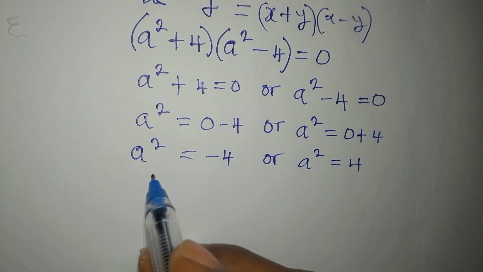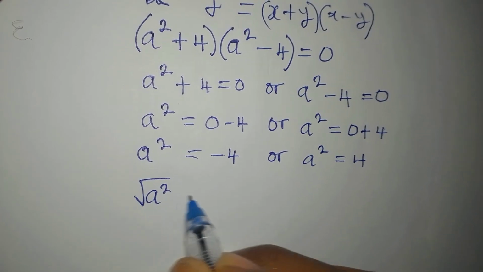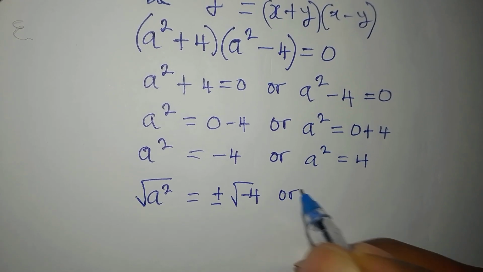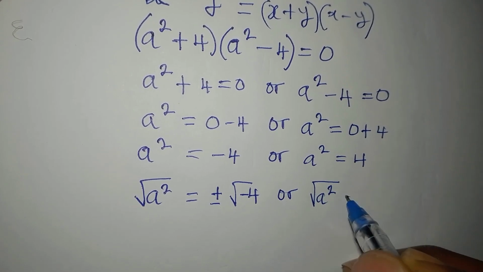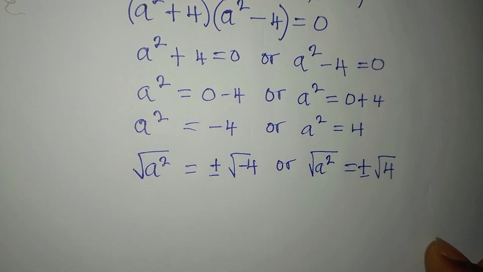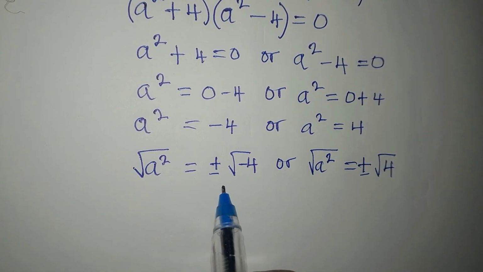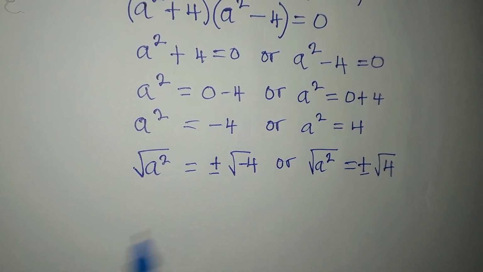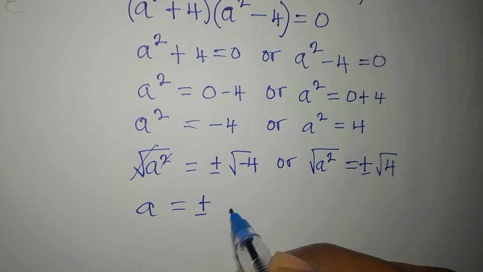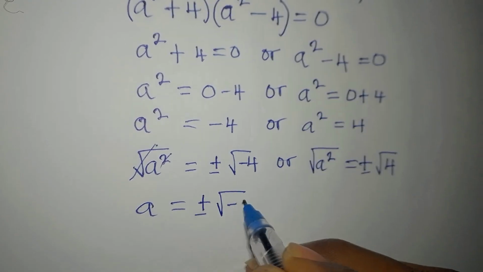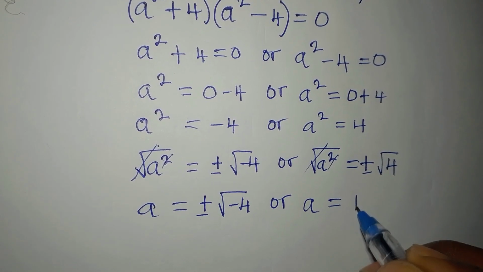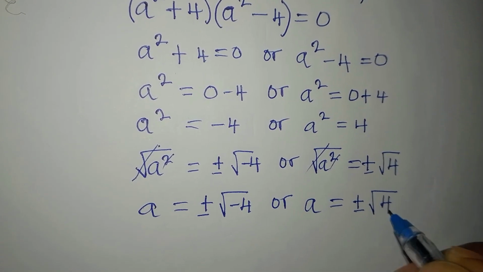Now, what can I do? We'll take the square root of both sides so that we can find the value of a. Here again, we take the square root of both sides. Remember, every time you take square root of both sides, the value on the right will be positive or negative. Now, this is going to go with this, and a will be equal to plus or minus square root of negative 4. Or this will still go, and then a is equal to plus or minus square root of 4.